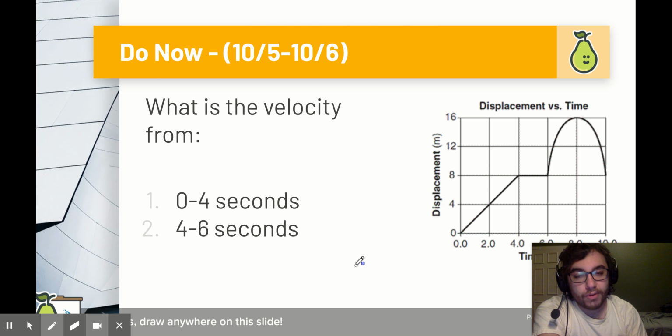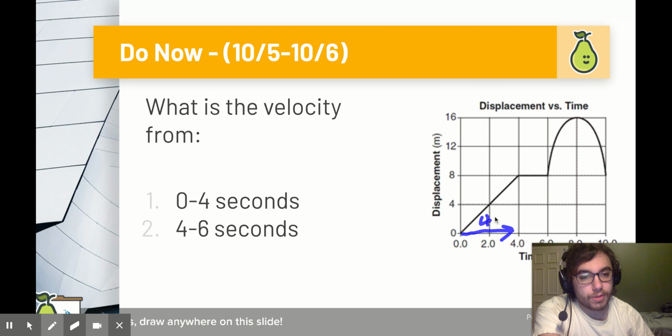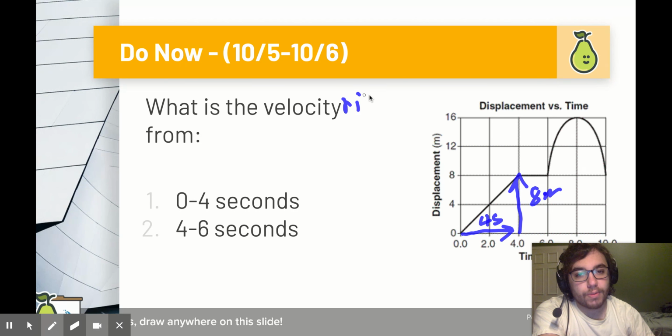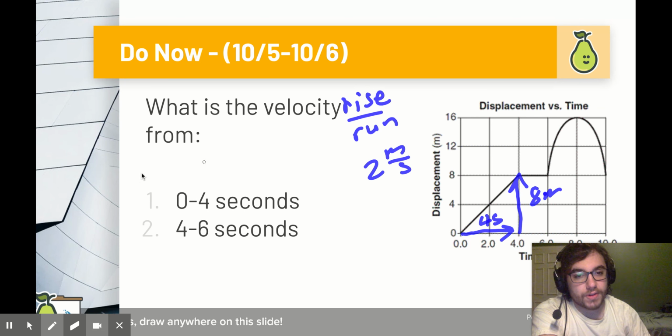Hopefully you remember what velocity is on a position versus time graph, or displacement versus time. They both mean the same thing. So we come over here and try to find the slope. In order to do that, we do our run of 4 seconds. We rise 8 meters, rise over run, and we get 2 meters per second because 8 divided by 4 is 2. That is for the first 4 seconds.